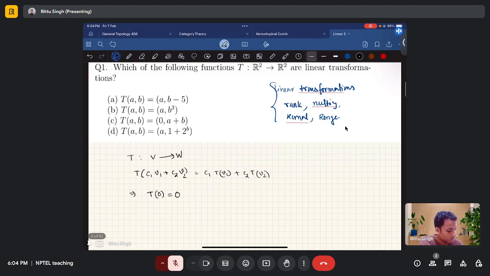So in option A we can see T of the 0 vector, 0 comma 0, if we apply the formula, gives 0 comma minus 5. Therefore T of 0 is non-zero. Hence A is not a linear transformation. Let me write T1, T2, T3, T4. So this implies T1 is not linear.